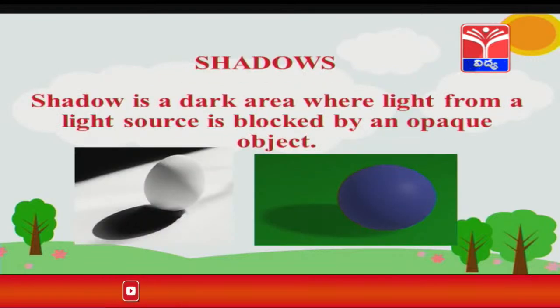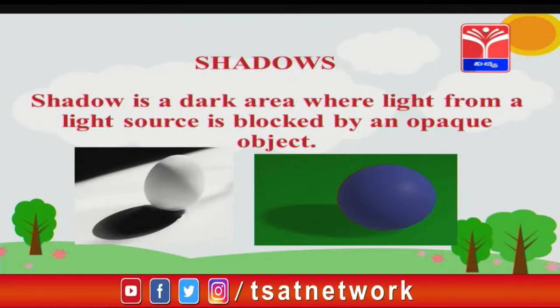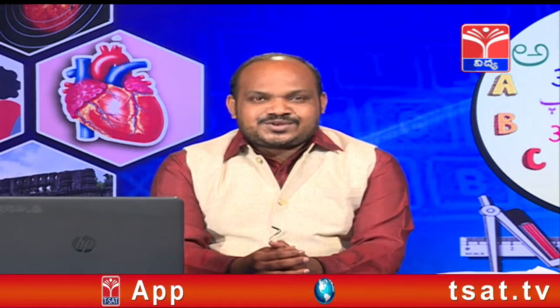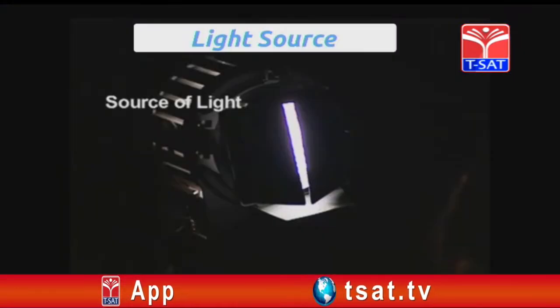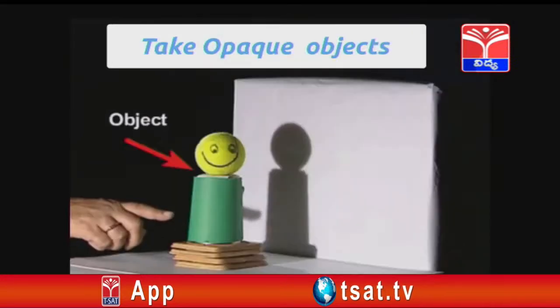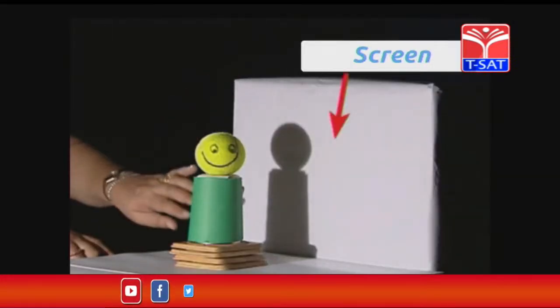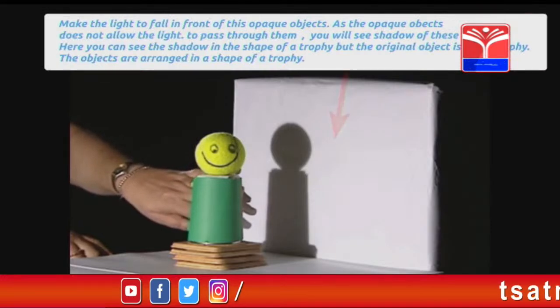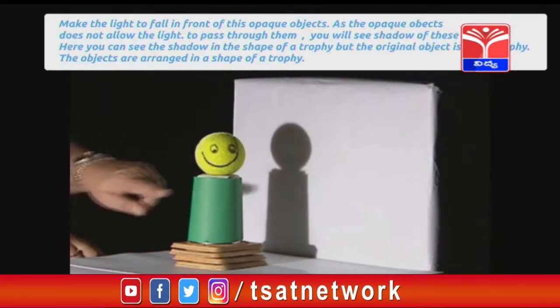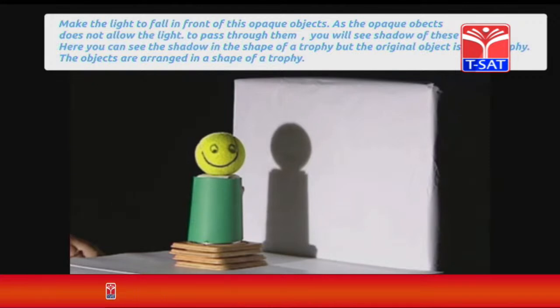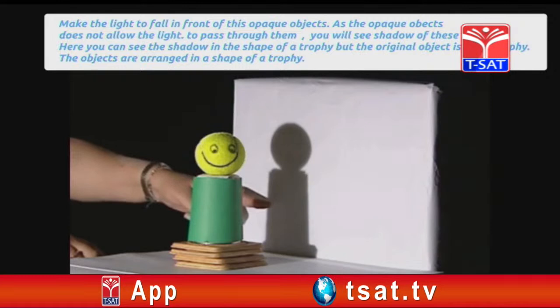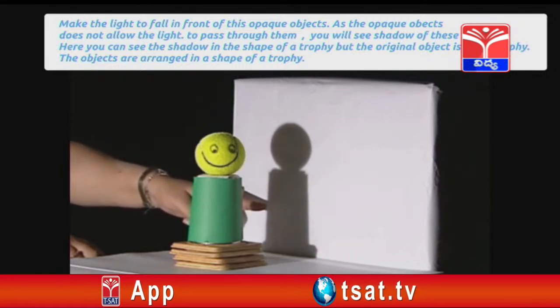A shadow is a dark area where light from a light source is blocked by an opaque object. Children, do you know what we need to form a shadow? Let us know. To form a shadow, we need a light source. Take opaque objects and take a screen. Make the light fall in front of these opaque objects. As the opaque objects do not allow the light to pass through them, you will see the shadow of these objects.